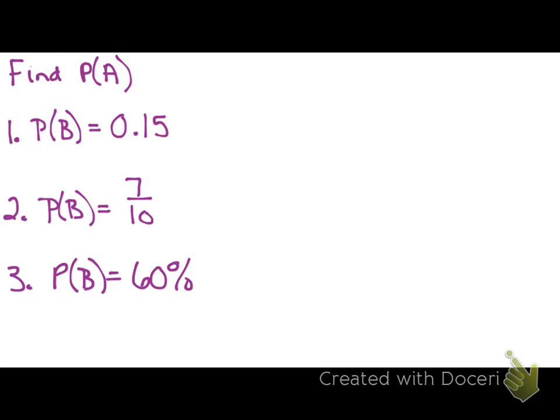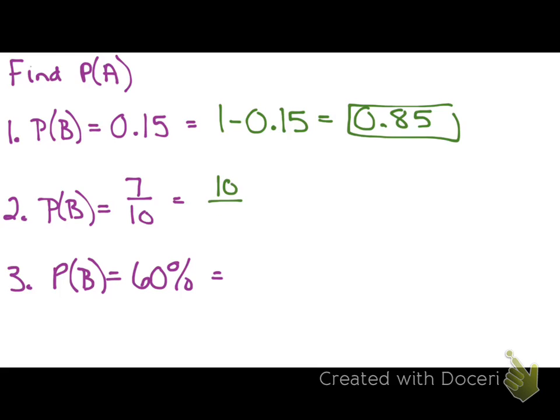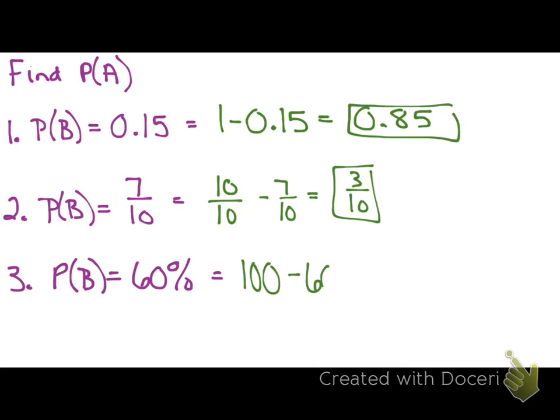Okay, so what do you subtract 0.15 from? 1. What do you get? 0.85. Very good. What do you subtract 7/10 from? 10 tenths. And what do you get? All right, what do you subtract 60% from? And what do you get? Okay, so that's pretty much everything you need to know for 13.5.